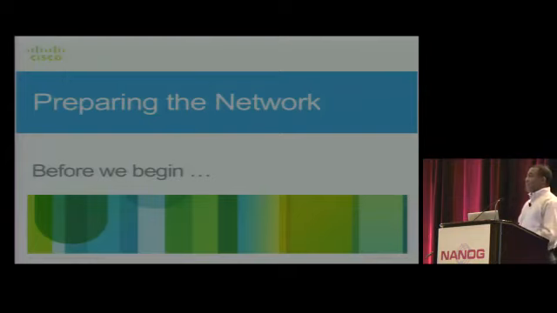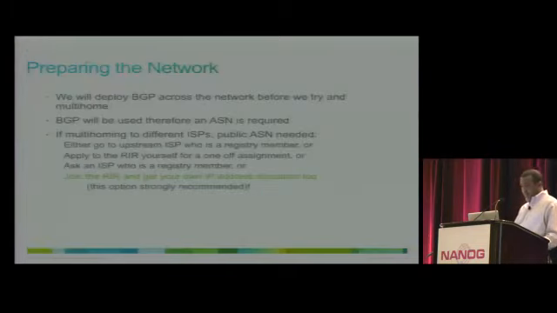Okay. So the next one is just how to implement or roll out BGP in your network. You will need an ASN, obviously. If you want to deploy BGP, you need an autonomous system number. If you are multi-homing to multiple ISPs, you will need a public autonomous system number. If you are just peering with one ISP, you can use a private ASN.